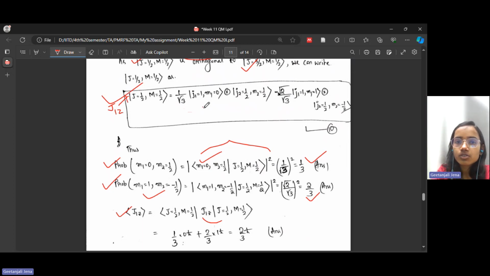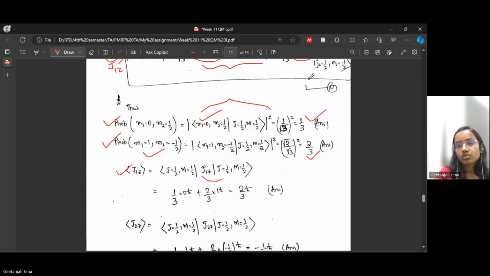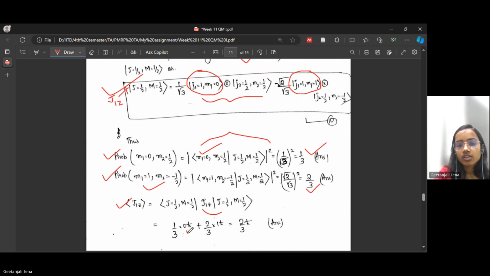So for the first one, it will act on this one, right? So it will give 0 H cut because M1 is 0 here. And for the second one, it will act on this state, which is M1 equal to 1. So we will get H cut here. So that's why I've written 0 H cut and 1 H cut with the square of the coefficient, which is 1 by 3 and 2 by 3. So that means the expectation value of J1Z is 2 by 3 H cut.